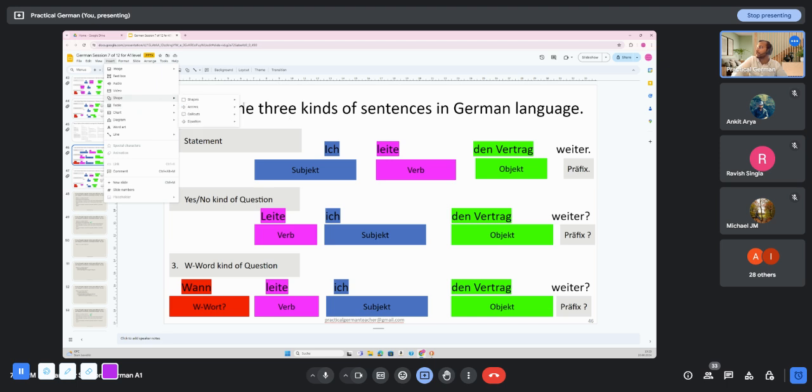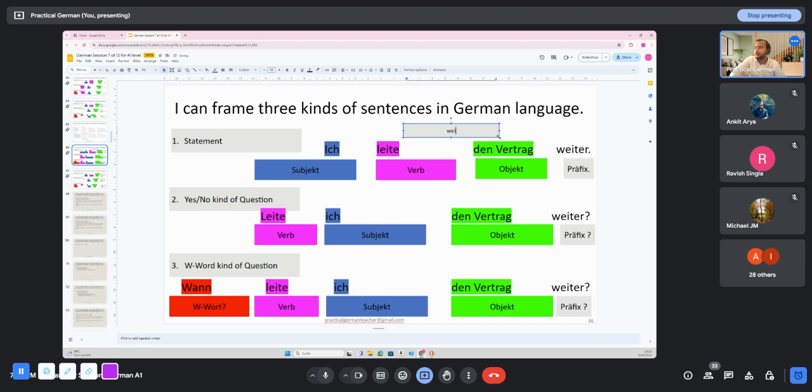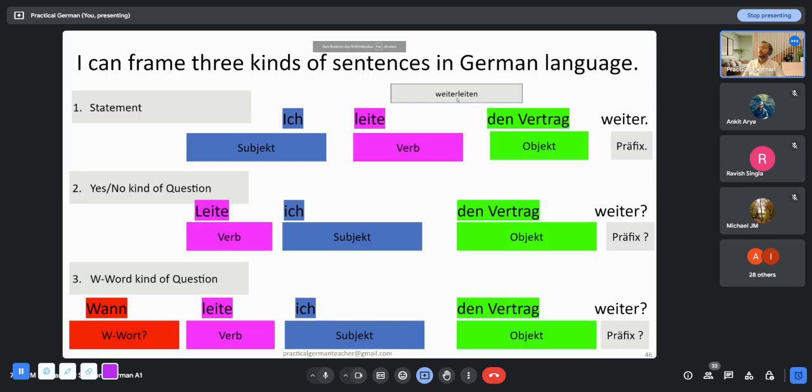So the verb is weiterleiten. And I know it is a separable verb. So see how I am using it. I take the prefix and I place it at the last position, just before the full stop. And I only conjugate the verb leiten. So leiten for ich will be ich leite. For du, it will be du leitest. Er, sie, es will be leitet. And for ihr, it will be leitet. How do I know it? You have to learn it.